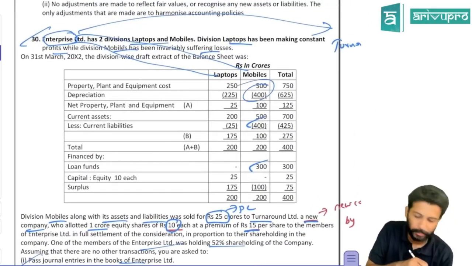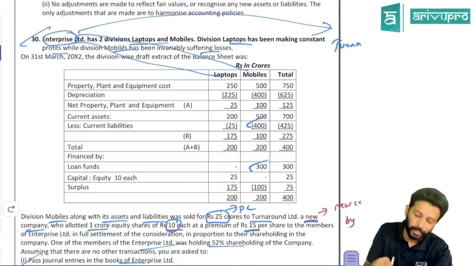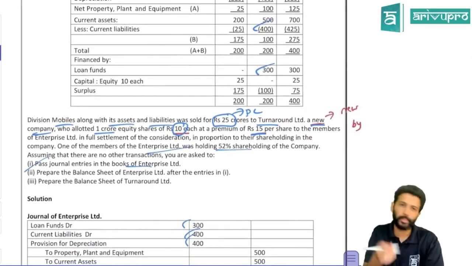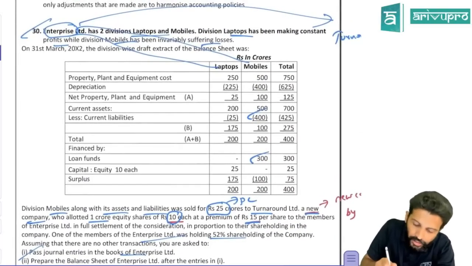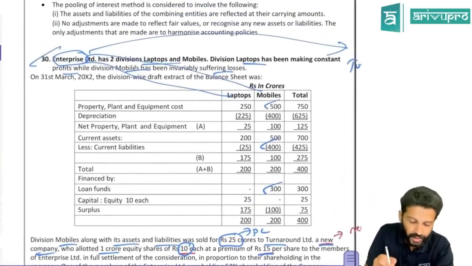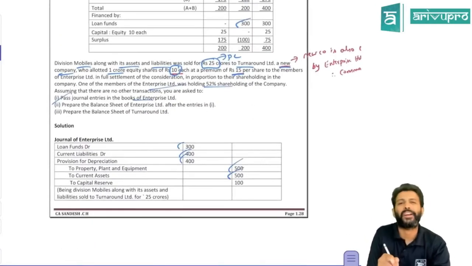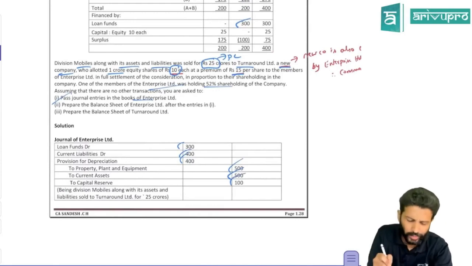Then assets. Actually, they are showing accumulated depreciation also. Accumulated depreciation has a credit balance; to cancel it, we have to debit it. So we debit provision for depreciation, or accumulated depreciation, 400. Then the PPE ledger balance is 500, so you will credit 500. Any other asset? Yes, we have current assets 500, so you will credit current assets 500. If it doesn't match, the balancing figure you will show as capital reserve.